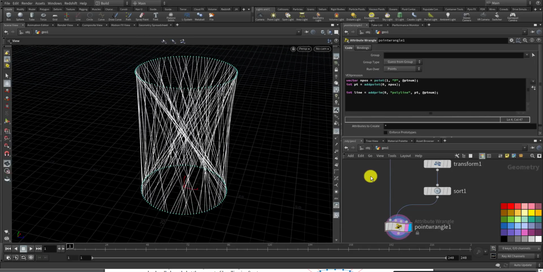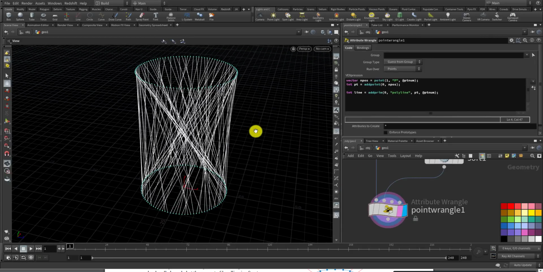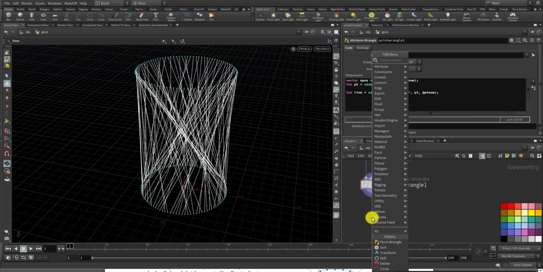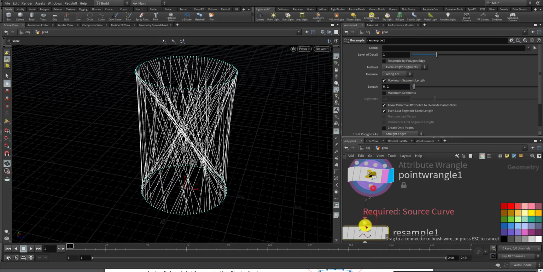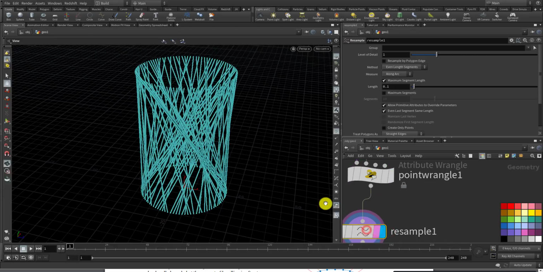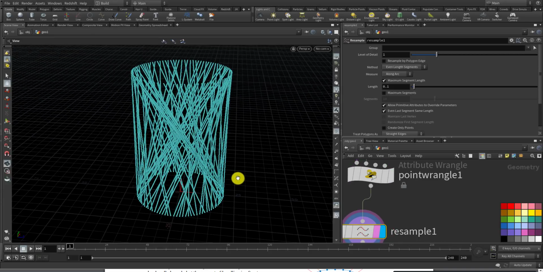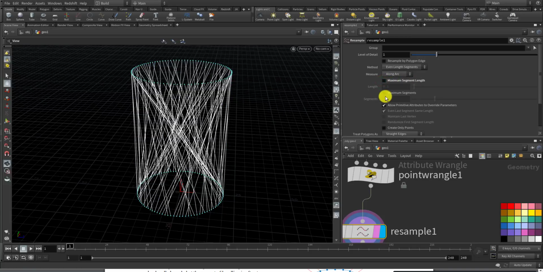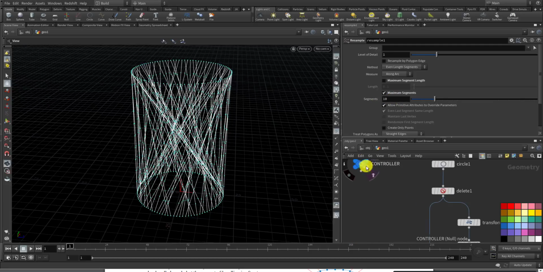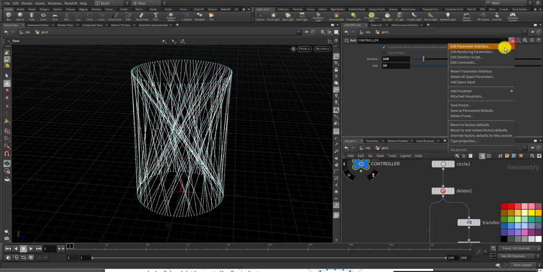Okay, now next thing is, right now it's just a straight line which has only a first and end point, so let's resample this. You have to set the number of points the same for each line, as I explained before. So turn off the maximum segment length and turn on the maximum segments, and let's make a parameter for the number of segments.